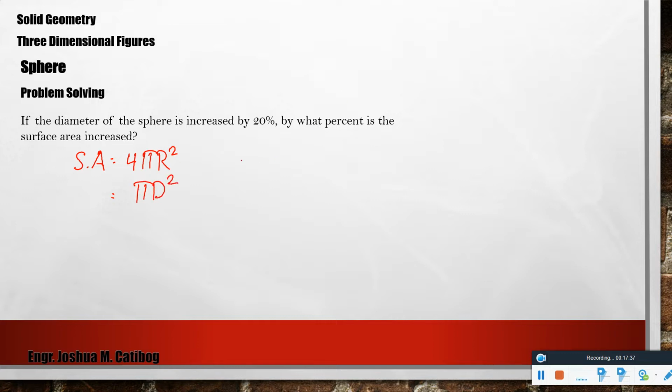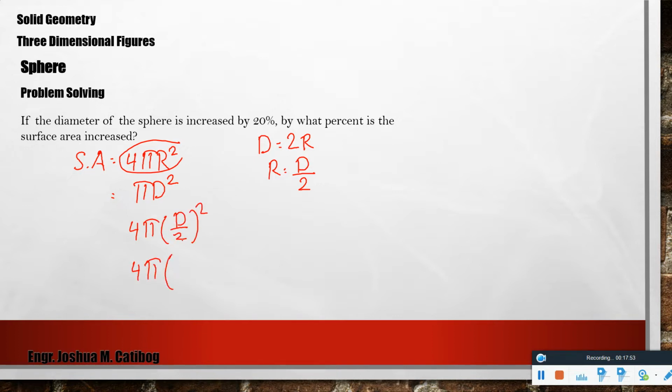Sir, saan po nang galing ito? Di ba alam natin that diameter is 2 times ng ating radius? So from here, r is simply what? d over 2. So if you are going to substitute here, so you have here 4 pi. Ang r po natin ay d over 2 squared. So from here, 4 pi multiplied by d squared over 4. Cancel. So you have here pi d squared. Ito na lang po yung ating matitira.